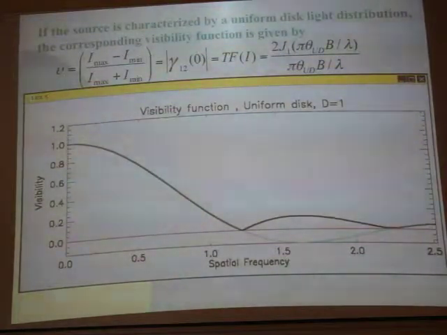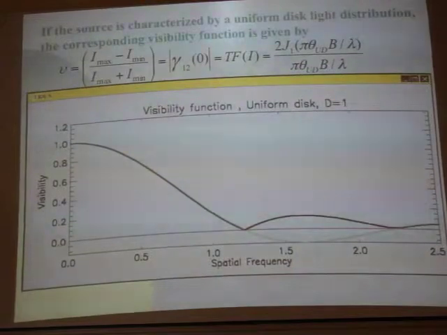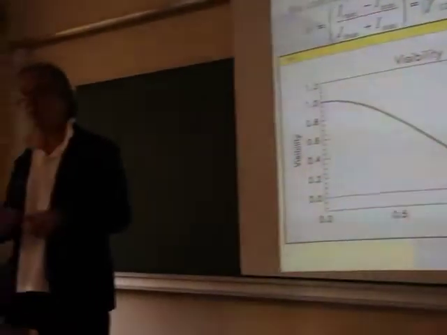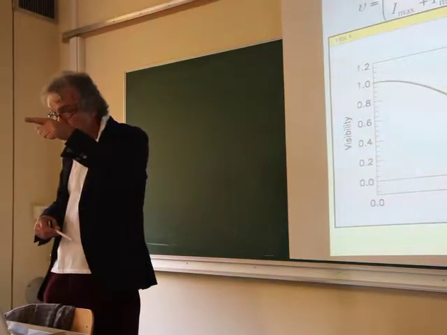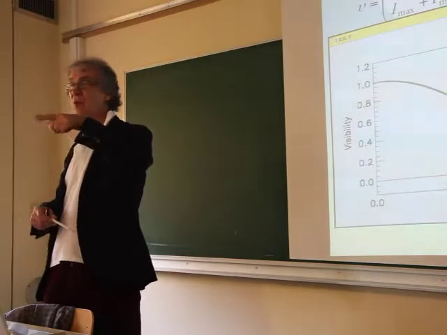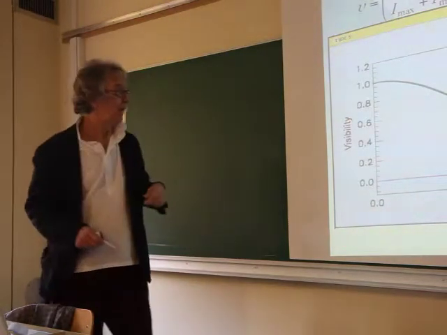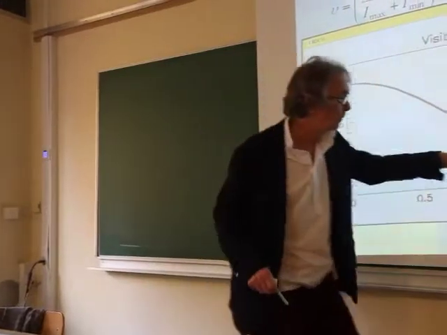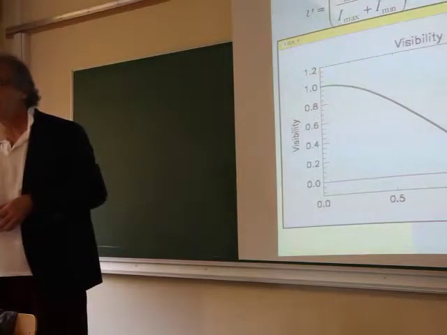This is the visibility that you would expect when you observe with an interferometer or a two-hole screen, as we did last time, a star in two dimensions but with a circular disk. So now the star is not one-dimensional but two-dimensional, a circular one. And this shows the visibility, and it reflects the behavior of a first order Bessel function.